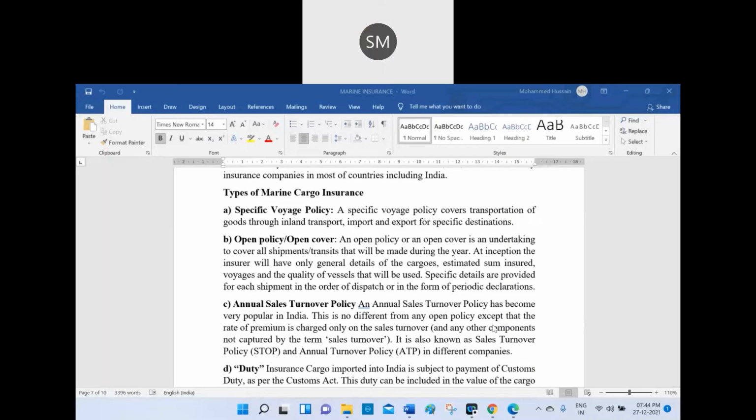Types of marine cargo insurance. So, specific voyage policy. A specific voyage policy covers the transportation of goods through inland transport, import and export to specific destinations. This is a specific voyage policy from the point of production till it reaches the harbor. From the harbor, it reaches the destination in another country. So it comes under the specific voyage policy.